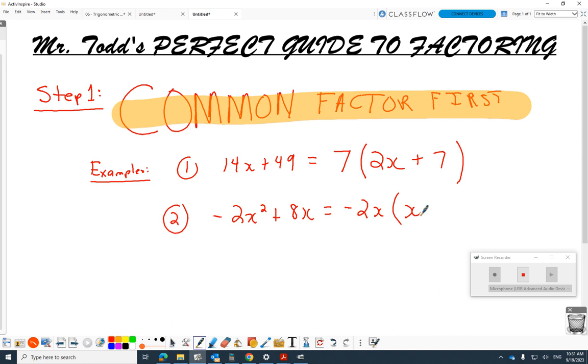I'm dividing that x out, so I'm subtracting the exponents there. Then this part: 8x, positive 8x, divided by -2x, that would be -4. Look at how simple each of those 2 brackets are. That's what factoring is about, to make 2 simple brackets that I can manage.